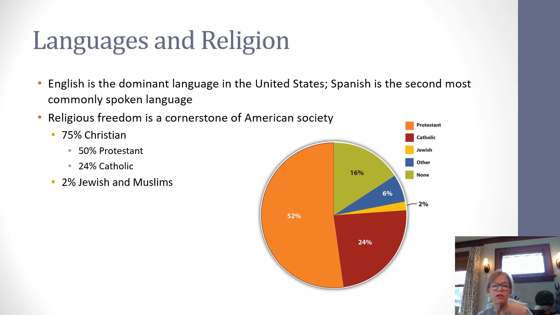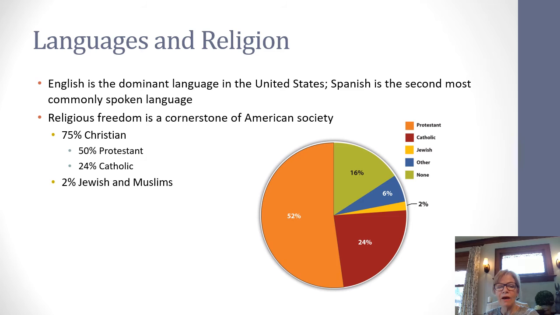Okay, so languages and religion, if you look at this chart right here, those people who profess to have a religion, of those, 52% in the United States are Protestant. You can see here 16% say no religion, a small portion, 2% Jewish, 24% Catholic, and then 6% other. That might be Buddhist, Hindu, Islam, any other religion, right? But 75% of the people in the United States are Christian, right?